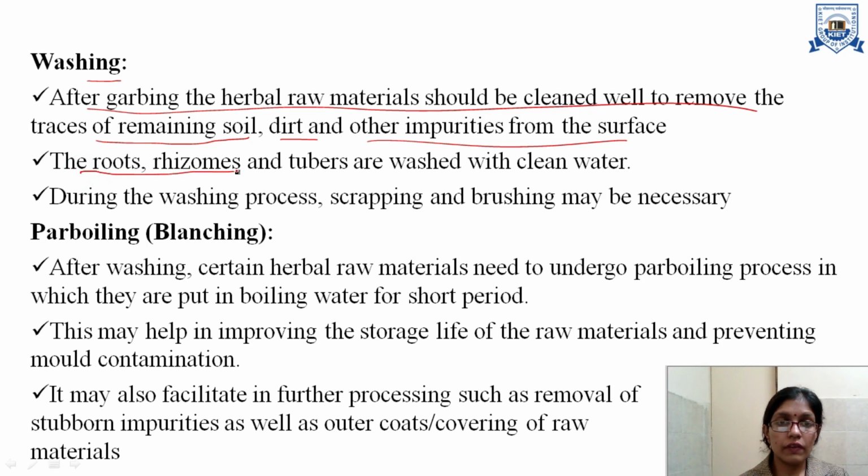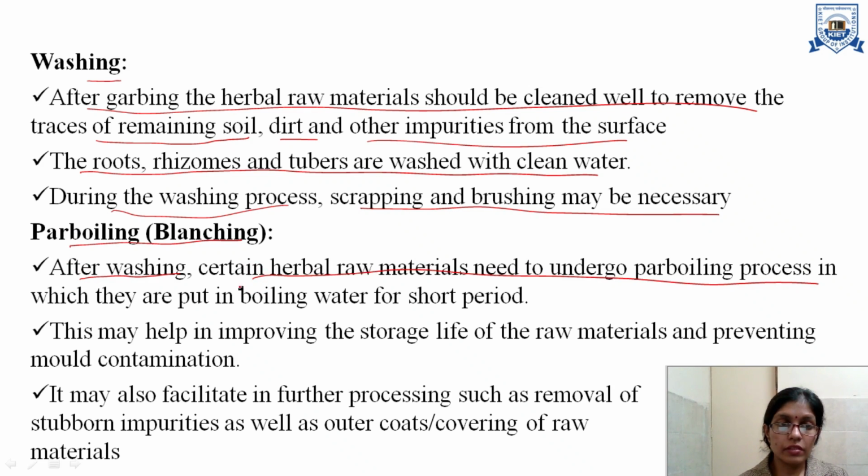The roots, rhizomes, and tubers are washed with clean water because these are underground products. All the earth, mud, soil is adhering to them, so these need to be washed before further processing. During the washing process, scrubbing and brushing may be necessary. Then parboiling or blanching. After washing, certain herbal raw materials need to undergo a parboiling process in which they are put in boiling water for a short period.